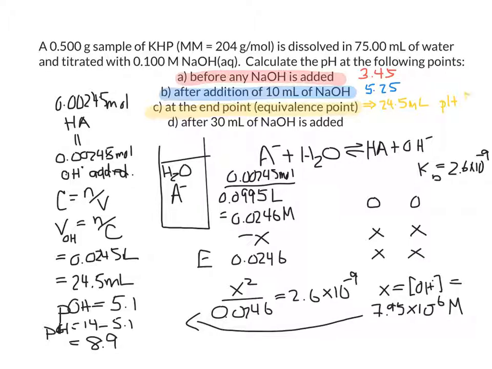And this is expected because notice that the pH is greater than 7. That's because we have a base, the conjugate base of KHP, in water, and a base in water produces OH minus, and if we have extra OH minus in solution, our pH is going to be above 7, above neutral.